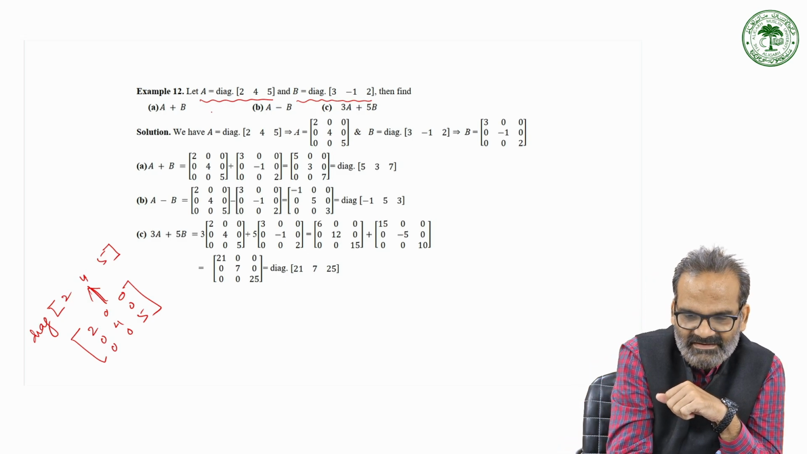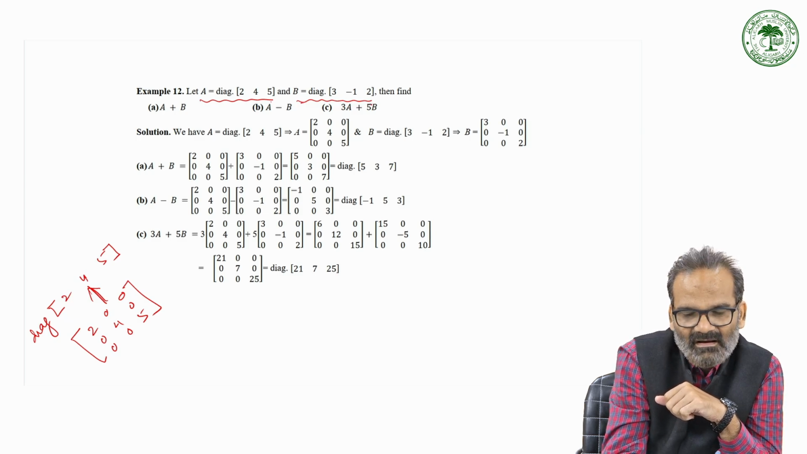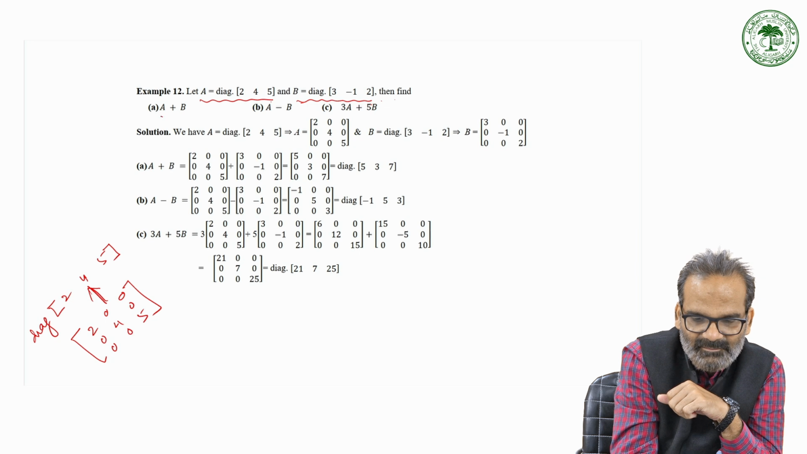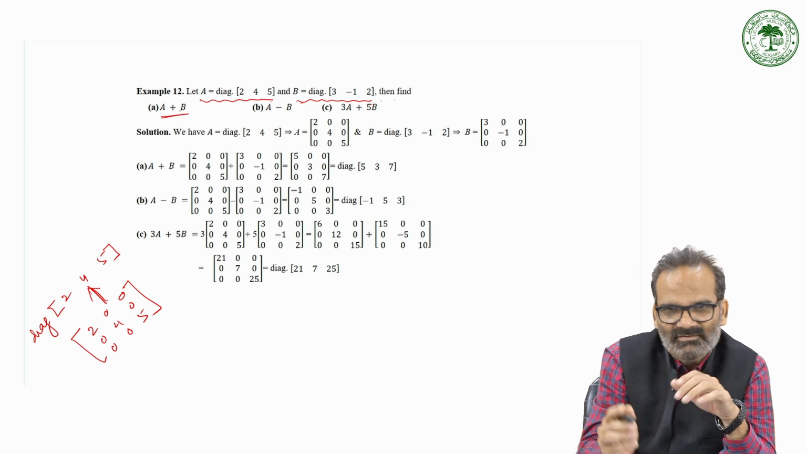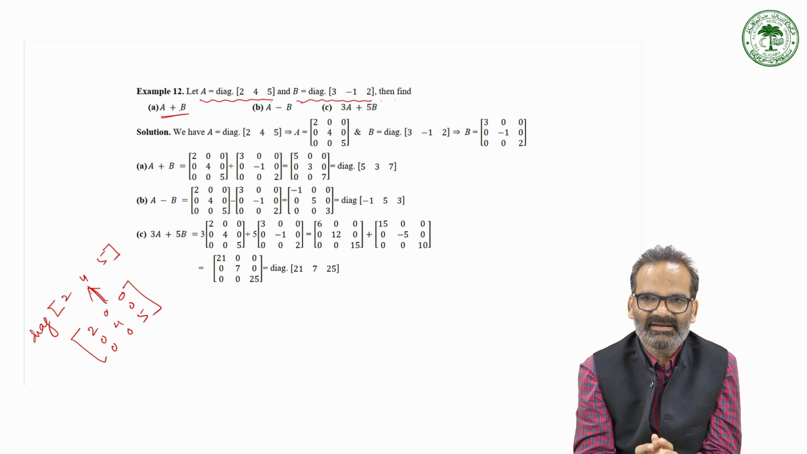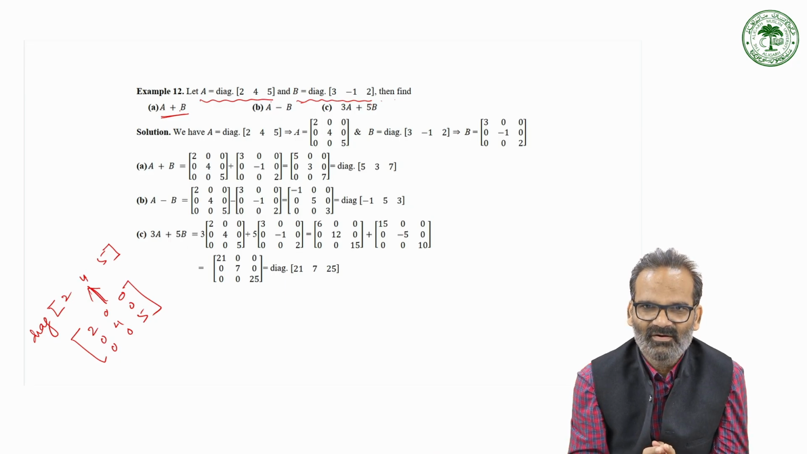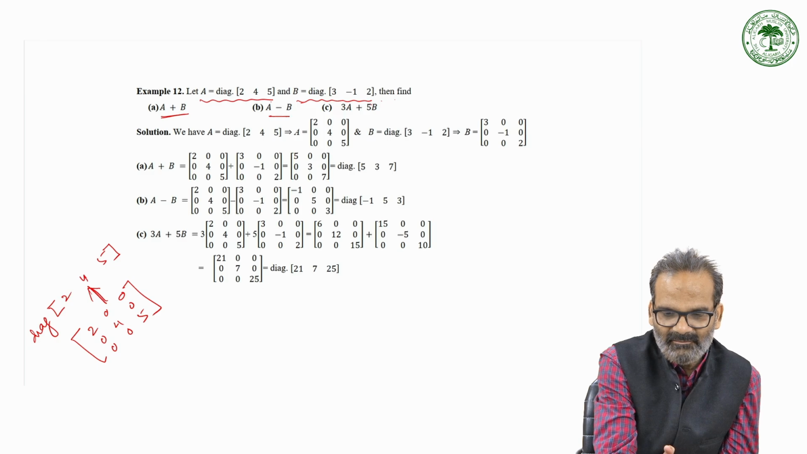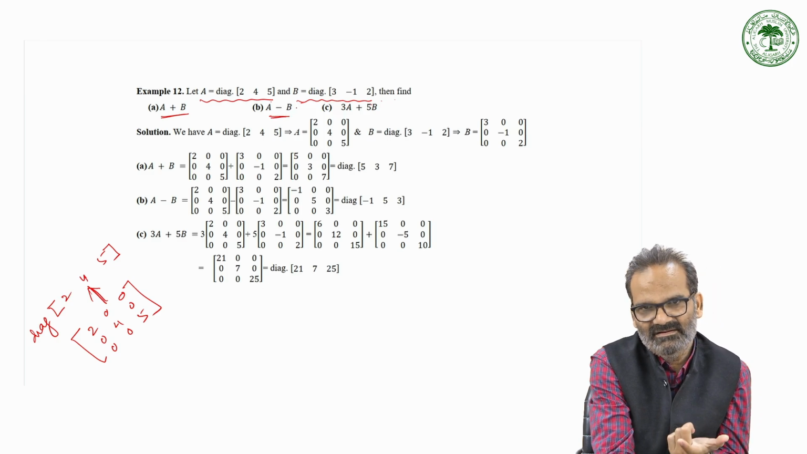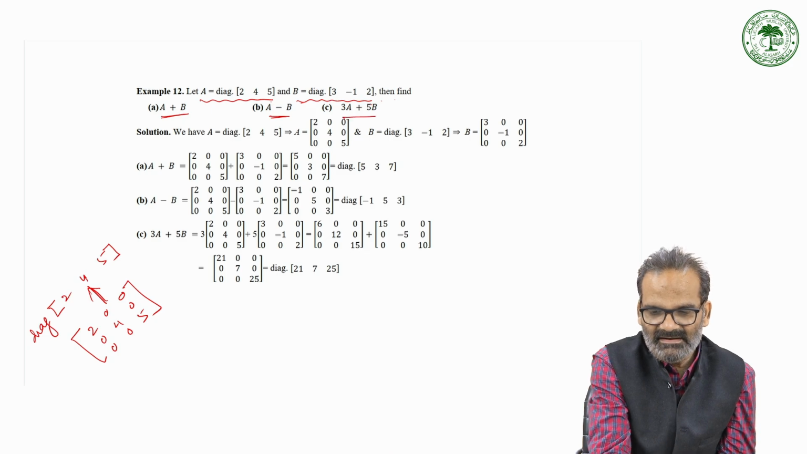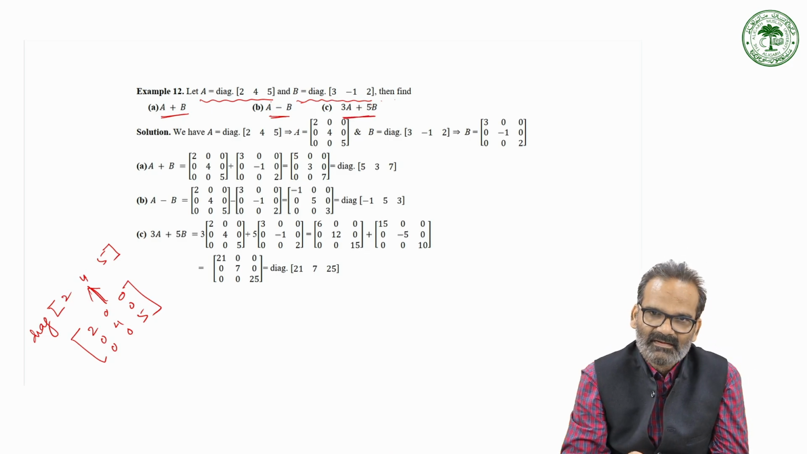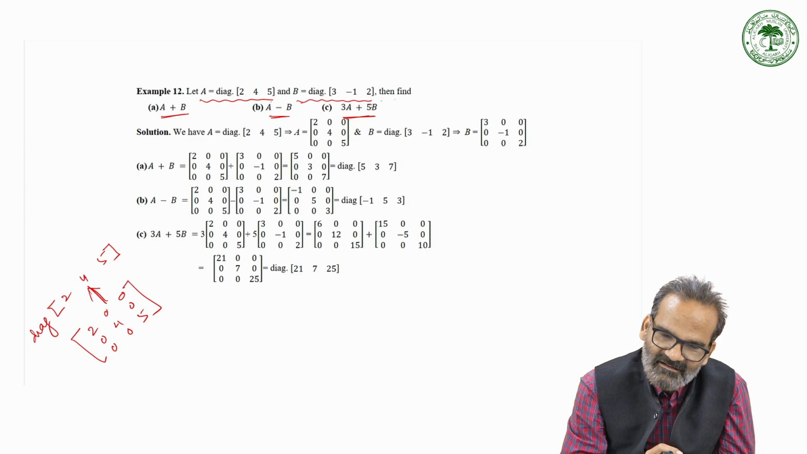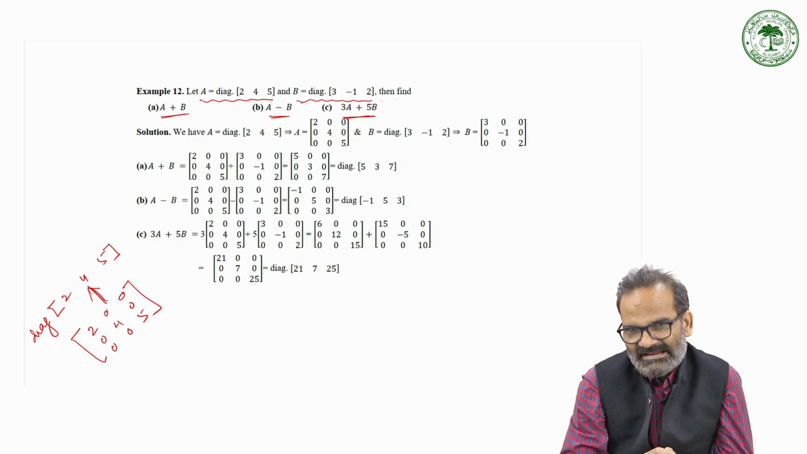So A is equal to diagonal of this, B is equal to diagonal of this. Then find A plus B. Means we want to calculate the sum of two diagonal matrices. Then A minus B, naturally the difference of two diagonal matrices. Then 3A plus 5B. 3A means the scalar multiplication of a matrix A with 3.